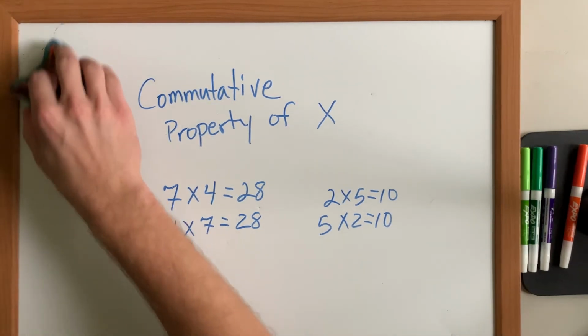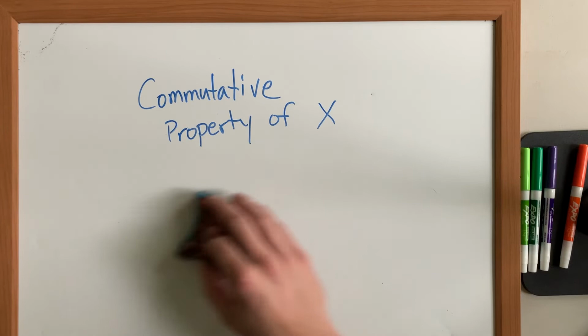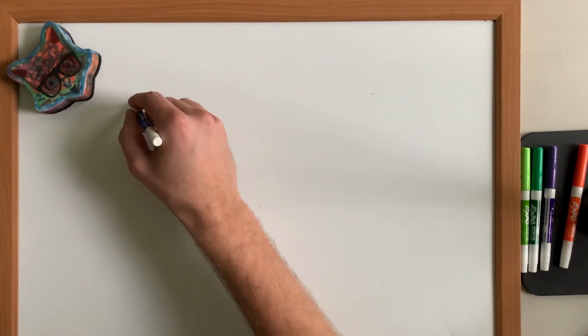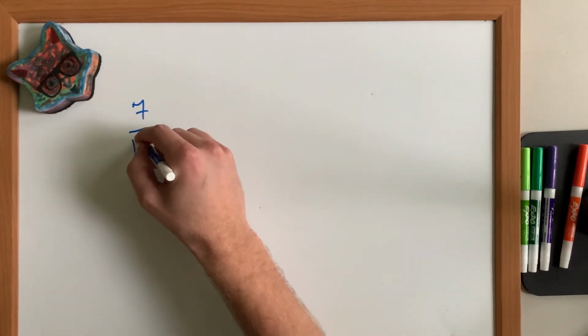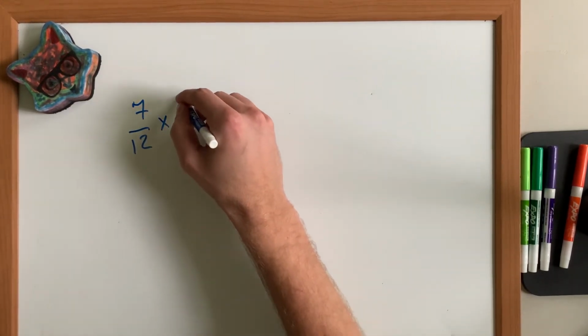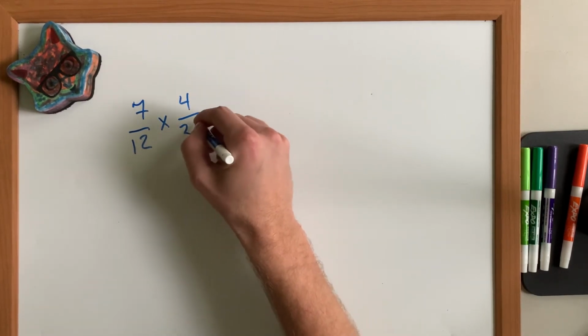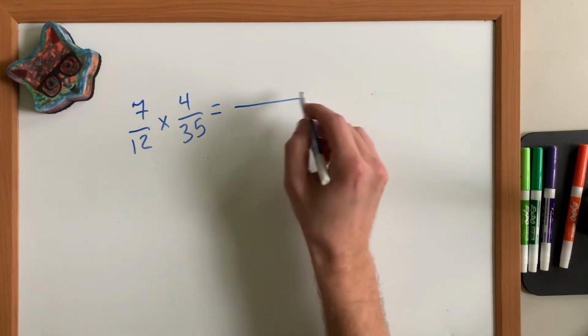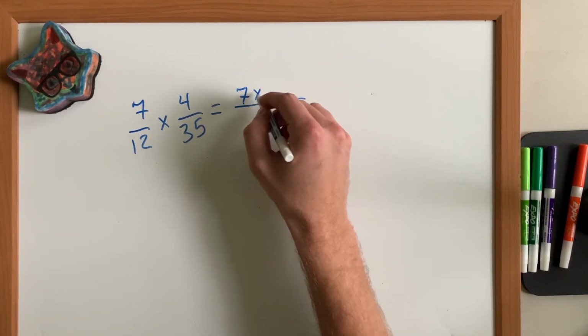Okay? Well, what do we do with this? How does that actually help us? What I'm going to do now is rewrite the previous problem and show you how the commutative property can help us. 7 over 12 times 4 over 35. I'm going to rewrite this where the numbers are multiplied in the numerator and the denominator.